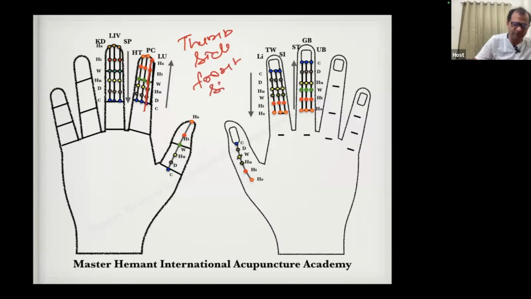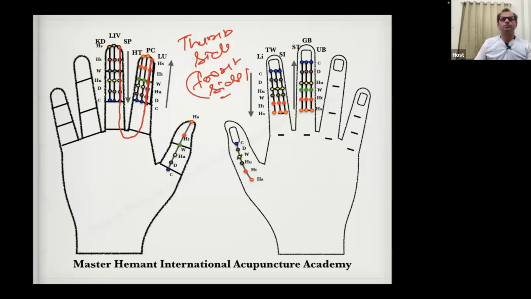Thumb side is the front side, and the spleen meridian is also on the front side. Let's mix them and it will be clear that these two are front side. These two belong to the front side.